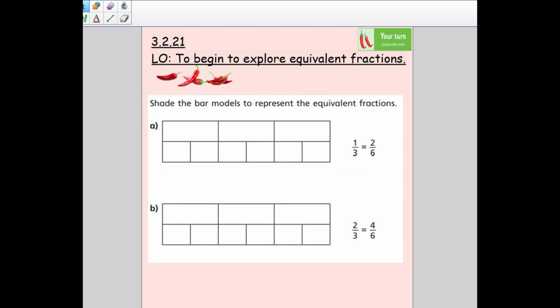This question is suitable for all of the chilies. It says shade the bar models to represent the equivalent fractions. So for A, you can see the thirds at the top, and at the bottom, you can see the sixths. So you need to shade in the third and then the 2/6. Or you can just jot down how many you would shade in. And for B, you've got the thirds at the top and the 4/6 at the bottom. You need to shade 2 of the thirds and 4 of the sixths. Pause the video and have a go now.